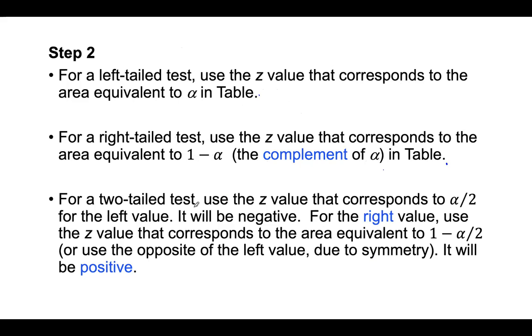For a two-tailed test, use the Z value that corresponds to alpha divided by 2 for the left value, and this will be negative, of course. Like this side is, of course, negative. And for the right value, use the Z value that corresponds to the area equivalent to 1 minus alpha divided by 2, or use the opposite of the left value due to the symmetry. Because it's symmetric, if this is negative Z alpha divided by 2, it's going to be the same thing.